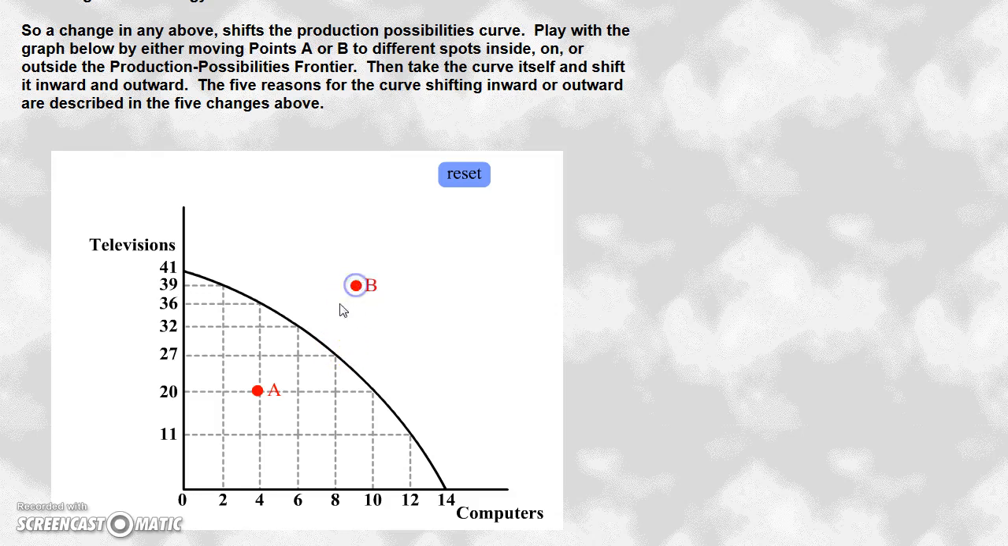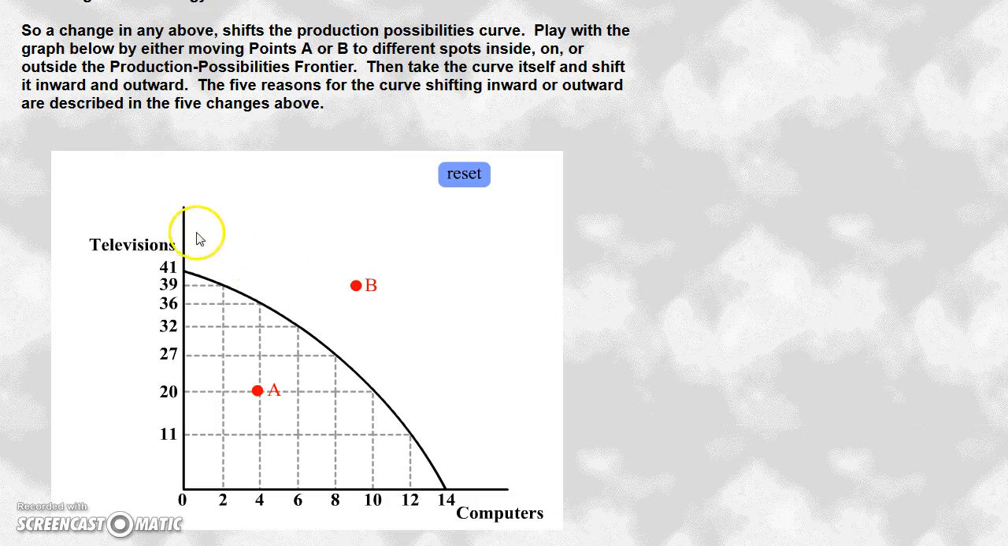Well, what does it mean if you're producing outside at point B? You can't get to this point unless you have a change in technology, or you find new resources, so there's a new discovery of an element that you need, an input that you need to produce more televisions or more computers, or all of a sudden you find that you have a lot more labor. Maybe immigration laws change and all of a sudden you have more labor. So point B can only be reached if something new happens. So again, you have more labor, you found more natural resources, or there's been a change in technology.